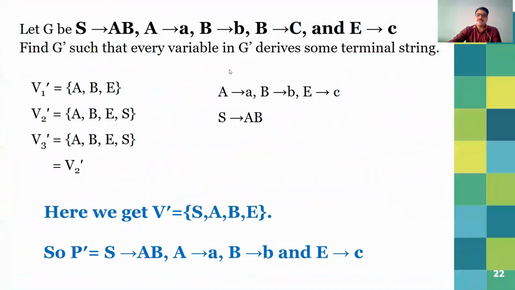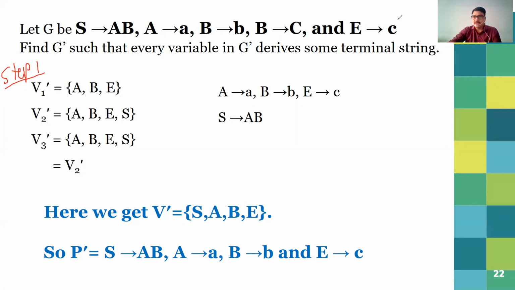Clear? So now we will try to apply the same step on a real example of a grammar. Suppose a grammar is given to you: S to AB, A to a, B to b, B to C, and E to c, right? As per theorem 1, or step 1, we have to create the set of variables that are producing terminals. So the first point is to find the variables that are producing terminals.